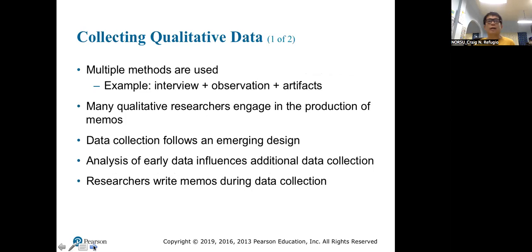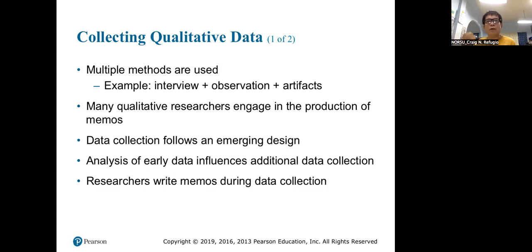Multiple methods are used, no? Collecting qualitative data. Number one, multiple methods are used. You can use interview plus observation plus artifacts. So it would be a combination. And if you're going to combine many methods, then the better the result. You're able to come up with data from different sources.